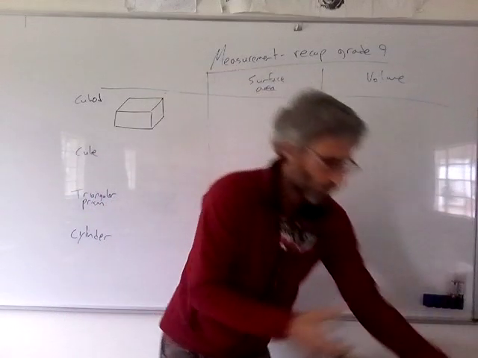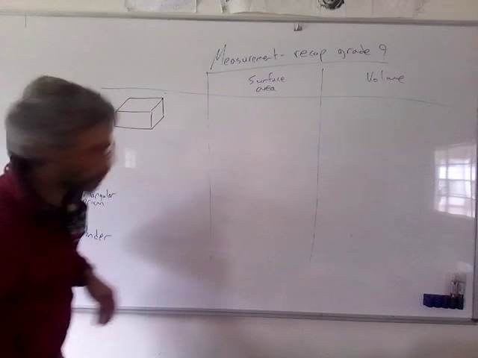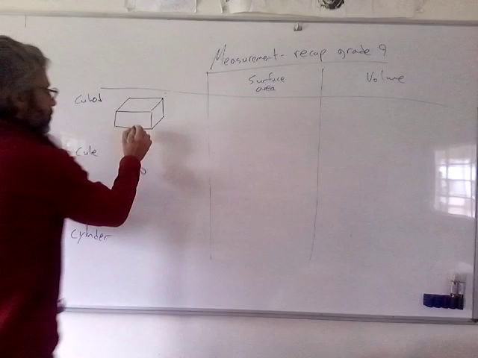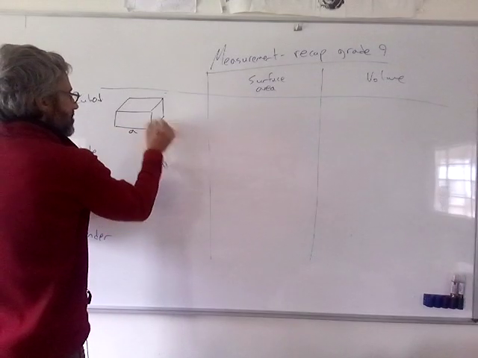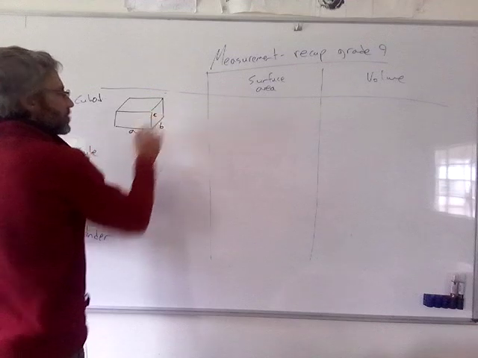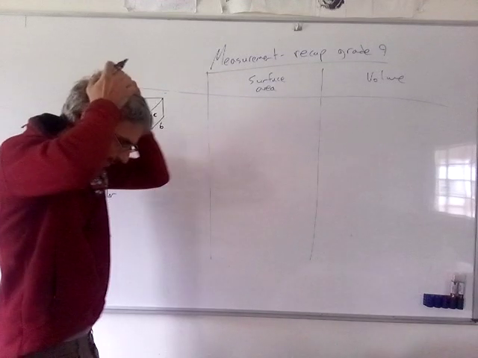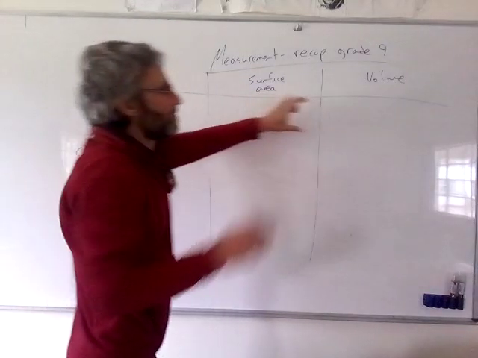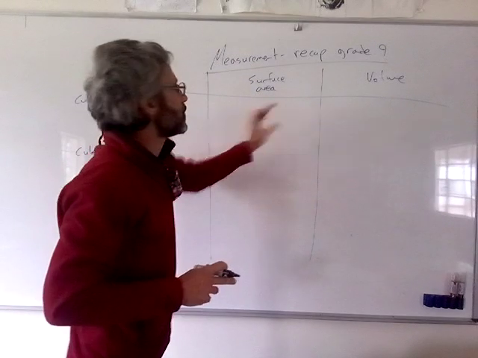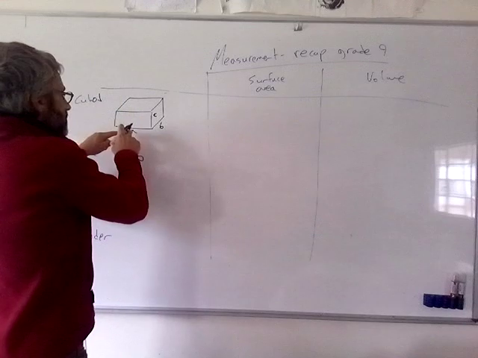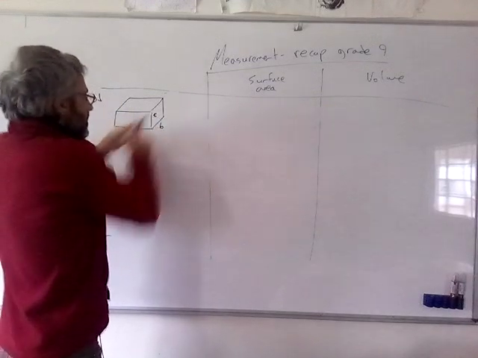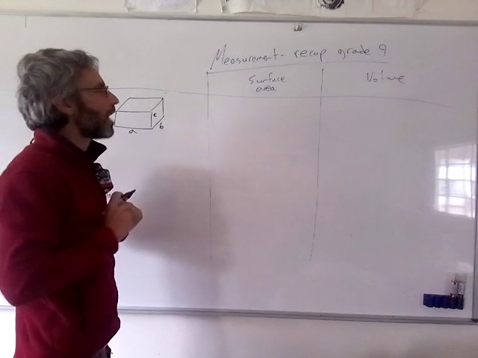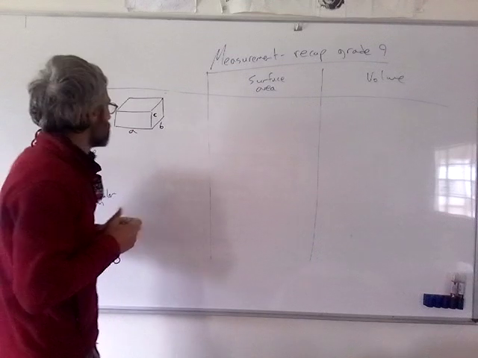Right, so now let's call this side A, this side B, and this side C. I'm not going to use numbers. Maybe we'll do an example later, maybe not, but it's pretty clear. What we're doing here is finding formulas for the surface area and the volume. If this side is A, this side is B, this side is C, now we can calculate the surface area.